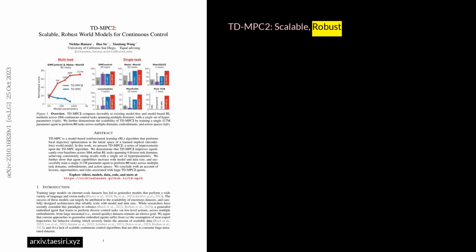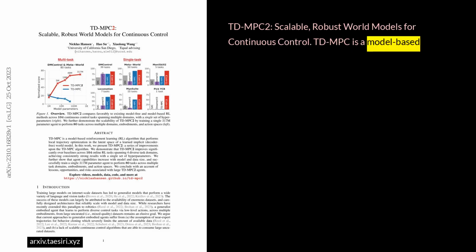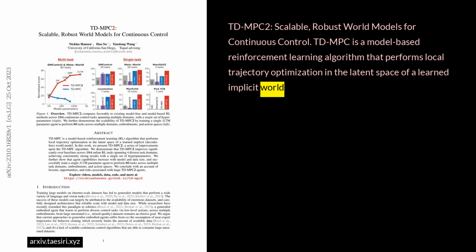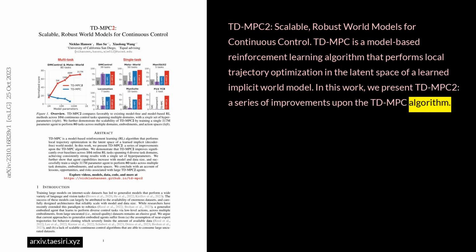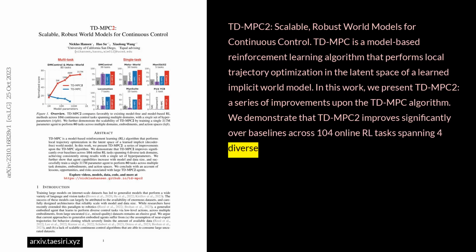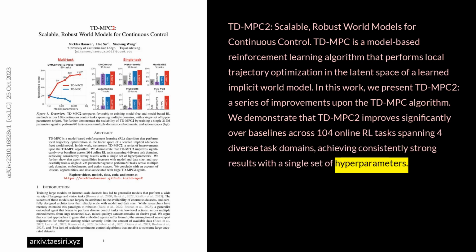TD-MPC2: Scalable, Robust World Models for Continuous Control. TD-MPC is a model-based reinforcement learning algorithm that performs local trajectory optimization in the latent space of a learned implicit world model. In this work, we present TD-MPC2, a series of improvements upon the TD-MPC algorithm. We demonstrate that TD-MPC2 improves significantly over baselines across 104 online RL tasks, spanning 4 diverse task domains, achieving consistently strong results with a single set of hyperparameters.